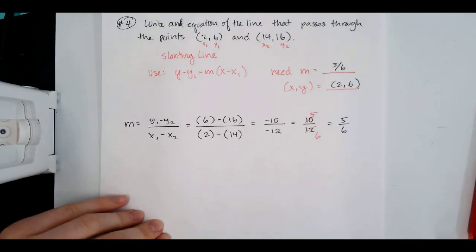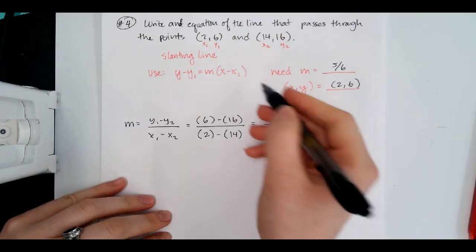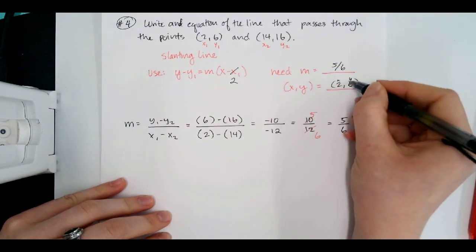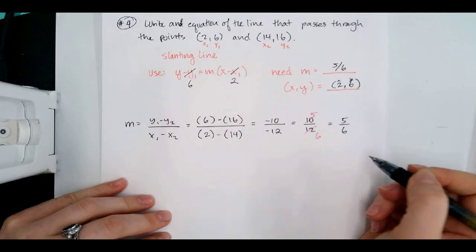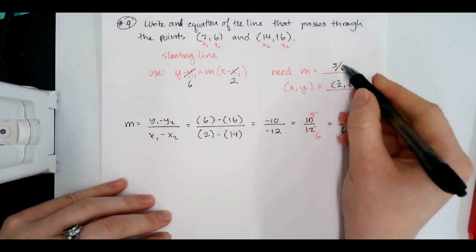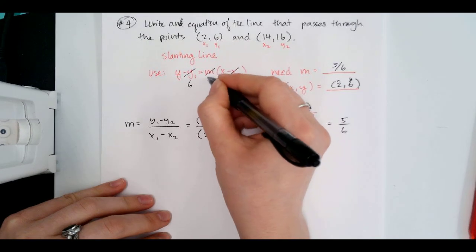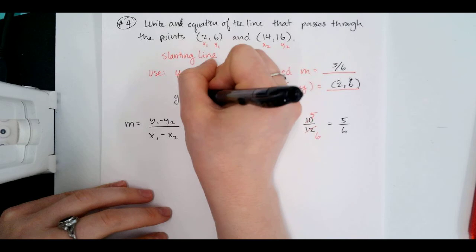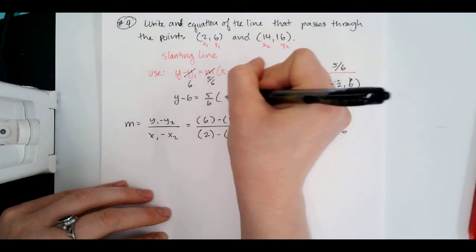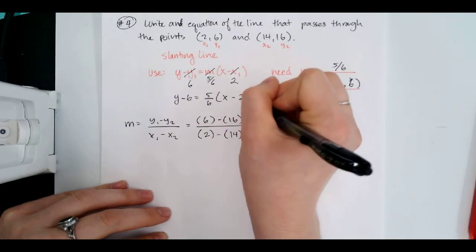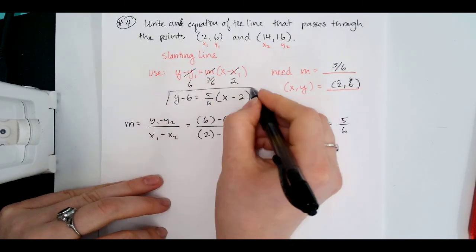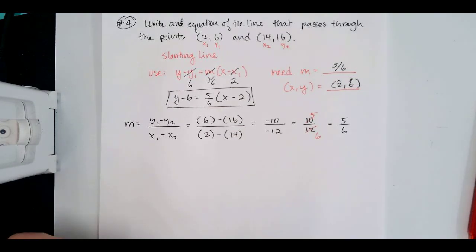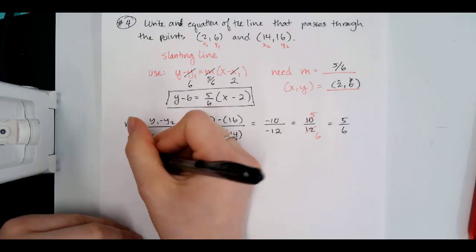All right, so plugging those in, my x value is 2. My y value is 6. And my slope is 5 over 6. So take out that and replace with 5 over 6. Let's simplify that. So we have y minus 6 equals 5 over 6 times x minus 2. And that is an equation of the line. Perfectly acceptable. But what if I said answer in slope-intercept form?